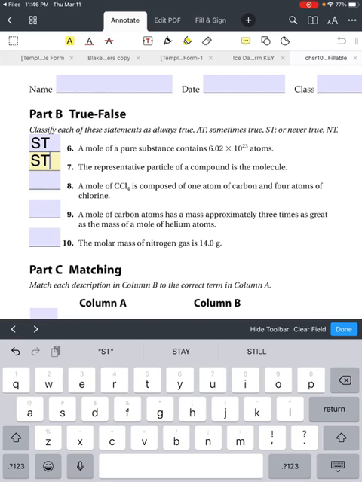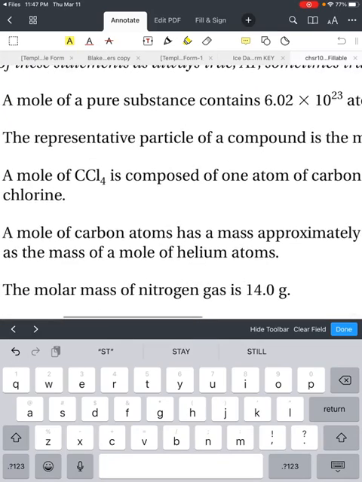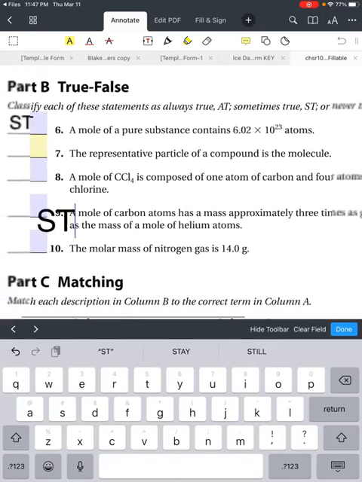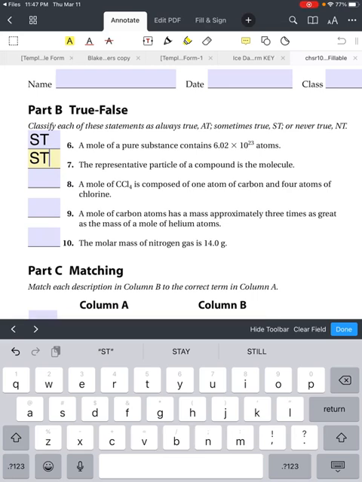So there are technically different definitions for what a representative particle can be than just a molecule when you're dealing with compounds. A mole of carbon tetrachloride, so this CCl4 right here, is composed of one atom of carbon and 4 atoms of chlorine. And that is never true because a mole of it would be composed of 1 mole of carbon and 4 moles of chlorine, not atoms. A molecule, a single molecule, would have 1 atom of carbon and 4 atoms of chlorine.